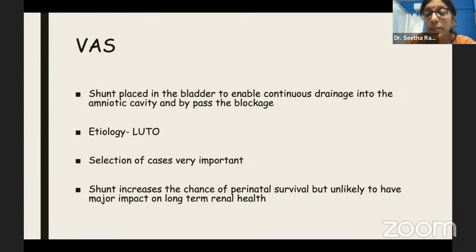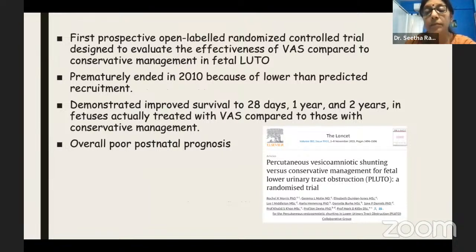Though the shunt increases the chances of perinatal survival, it is unlikely to have a major impact on long-term renal health. And this is what the landmark PLUTO trial showed in 2013, an open randomized trial evaluating the effectiveness of shunting compared to conservative management. They had to prematurely end it because the recruitment was low. But it did demonstrate some improvement at 28 days, 1 year and 2 years compared to those with conservative management. But their overall bottom line was that the overall prognosis was not very good.